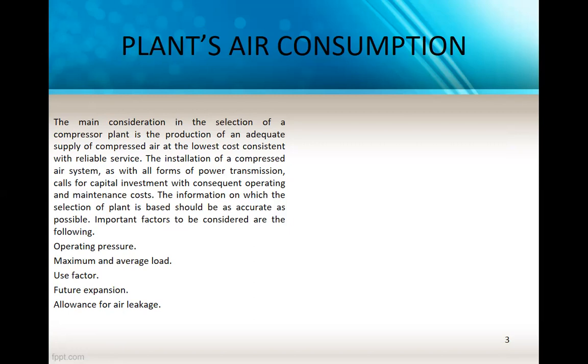So important factors to be considered are the following. The operating pressure, your discharge pressure. Even in plumbing, a faucet has a required pressure. Okay? Here, the outlets have a required pressure. Maximum and average load, use factor, future expansion. Allowance for air leakage. Leaks are the problem here. The use factor accounts for the fact that not everything runs at the same time, so you create a use factor to reduce the size of your compressor.